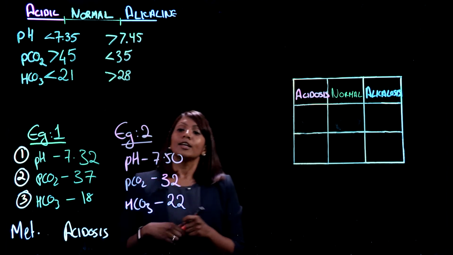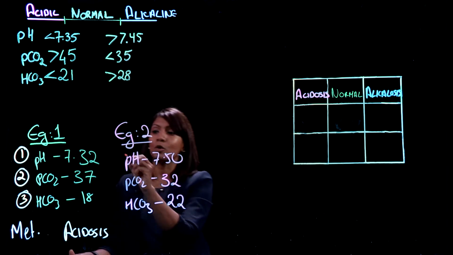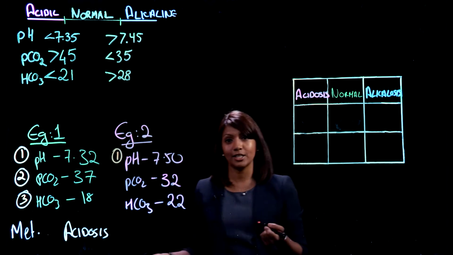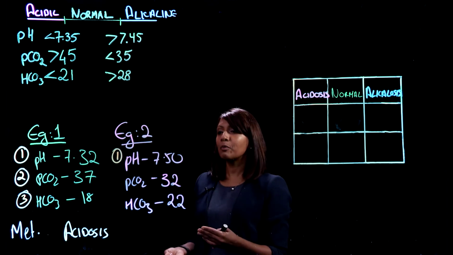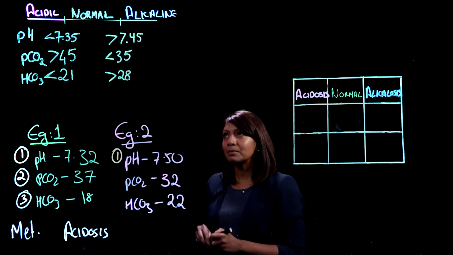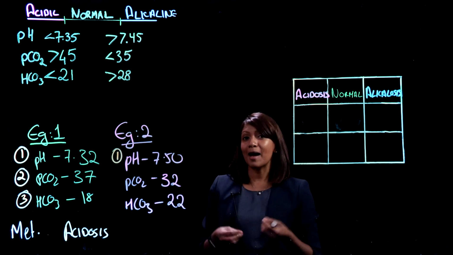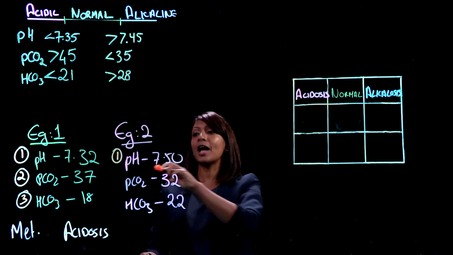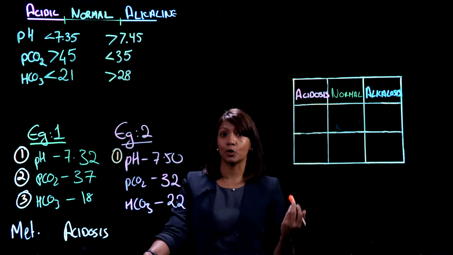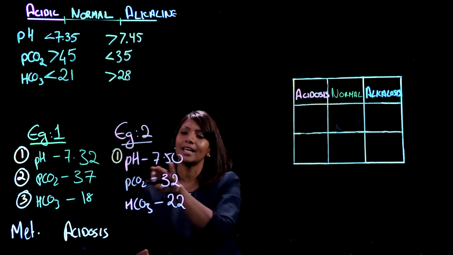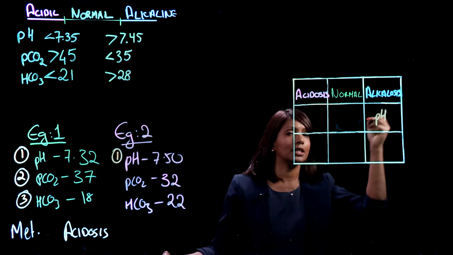Okay, example 2. So let's break it down. First, we need to know if there's anything wrong with the pH. The pH is 7.50. What does that mean? It is greater than 7.45, which means there's less acid in this client's blood. Therefore, we're in alkalosis. So this pH is alkaline.